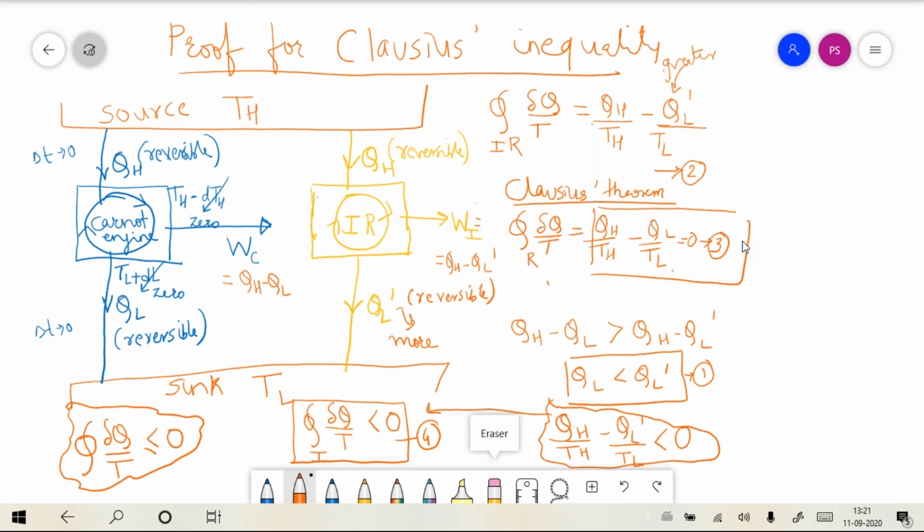That means if it is a reversible cycle, then the cyclic integral of del Q by T will be equal to 0. And if it is an irreversible cycle, a real cycle, then the cyclic integral of del Q by T will be negative. This is a very important tool to decide whether the cycle is reversible or irreversible.